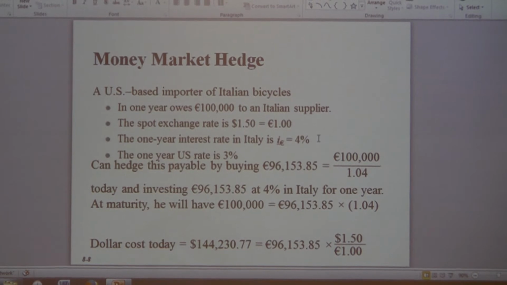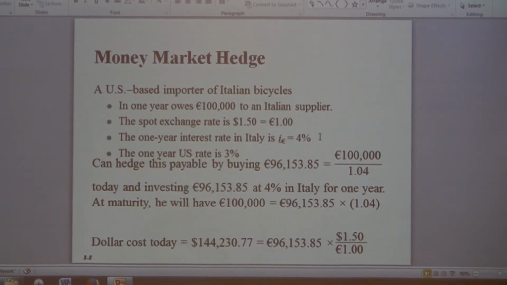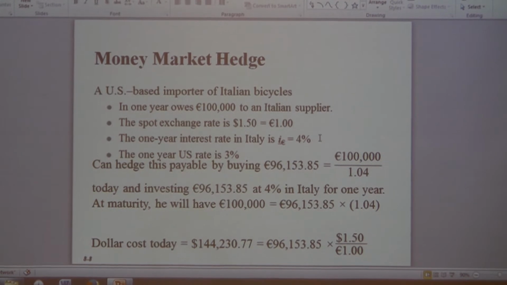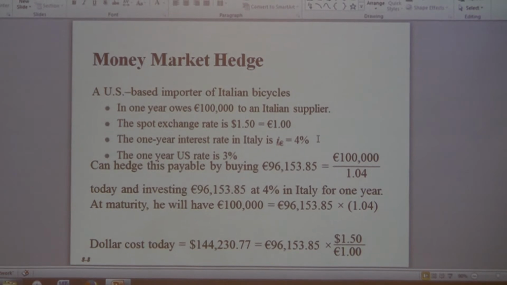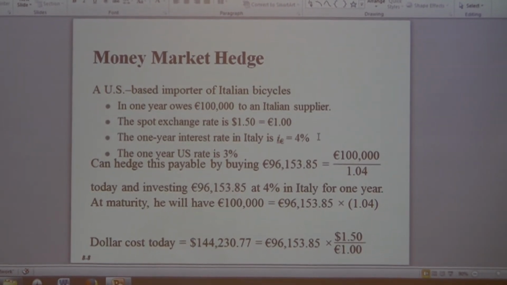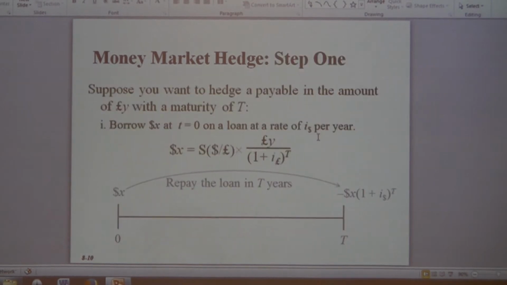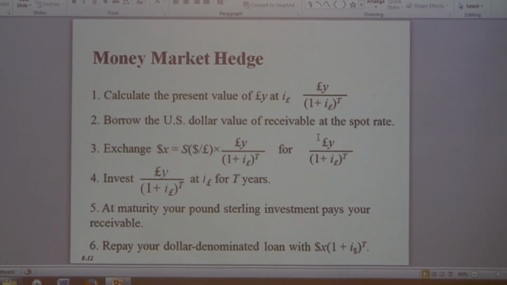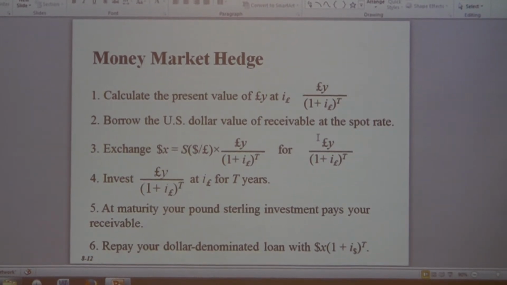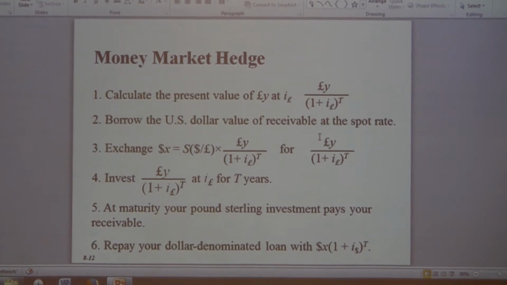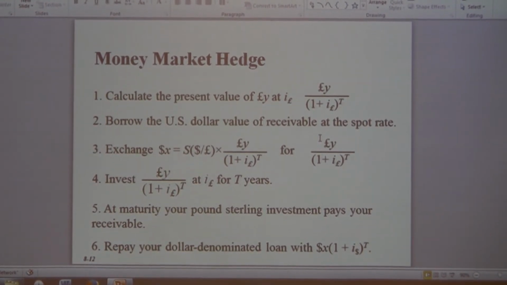So that is, if it's accounts receivable rather than accounts payable. I just showed you the example, but chances are, if you get a question, that's going to be more based upon an accounts payable. More complicated, but these are 8 steps. So calculate the present value, or the US dollar value receivable, spot rate, exchange and invest, and at maturity, your pound sterling investment will pay your receivable.